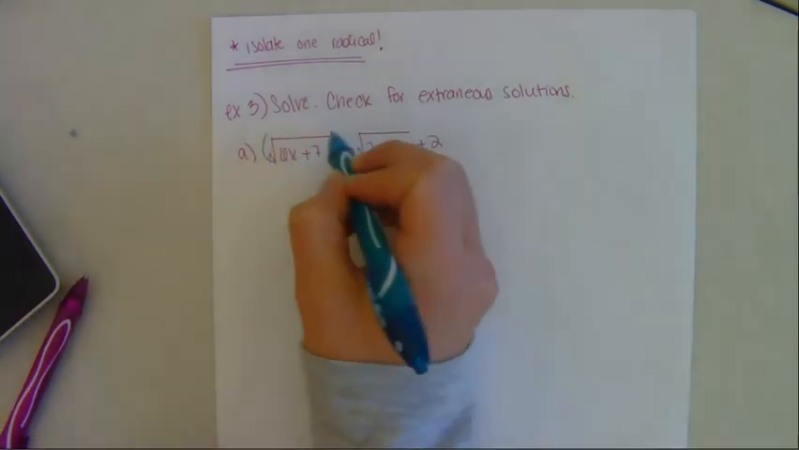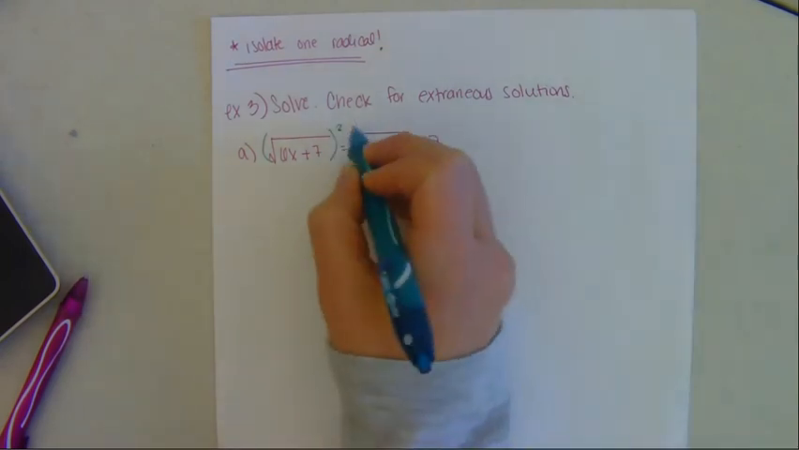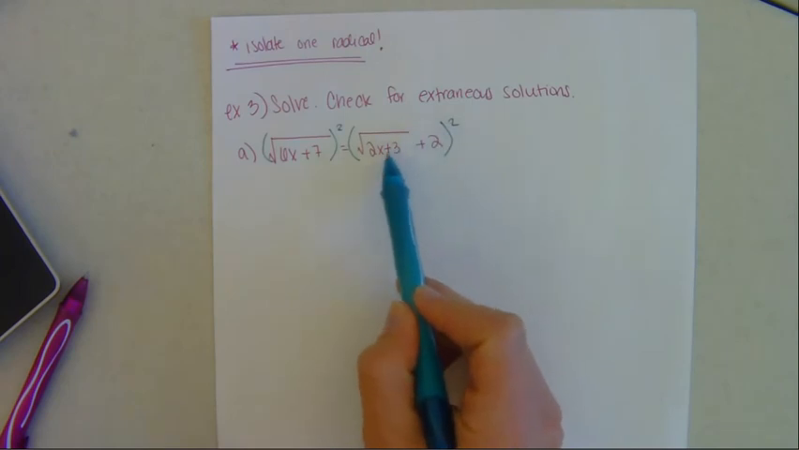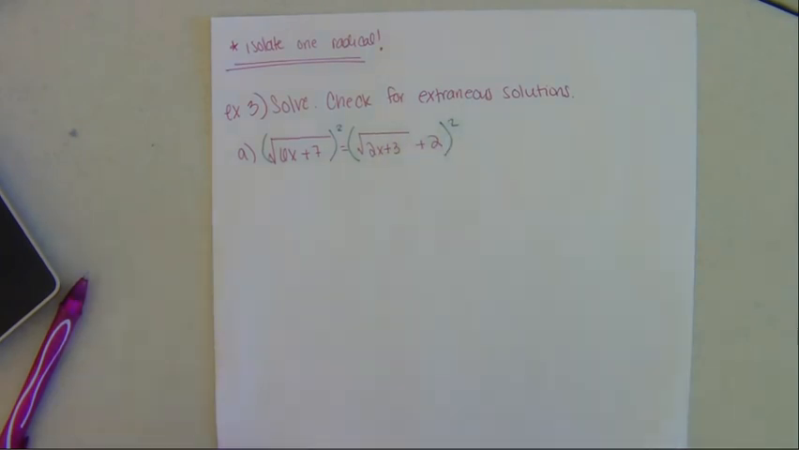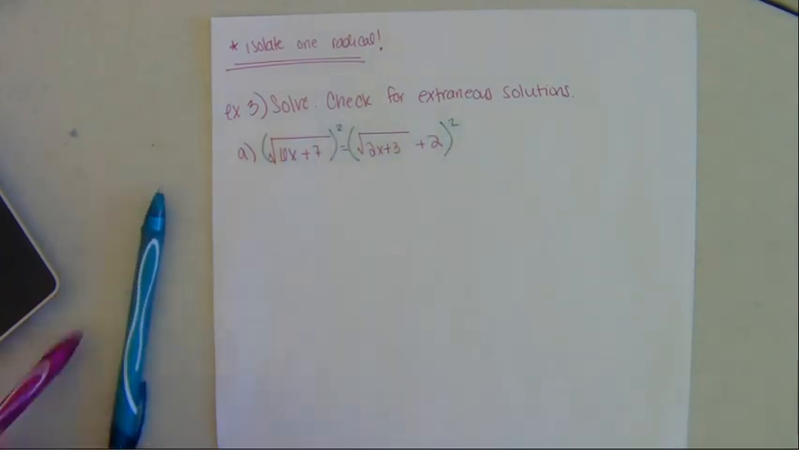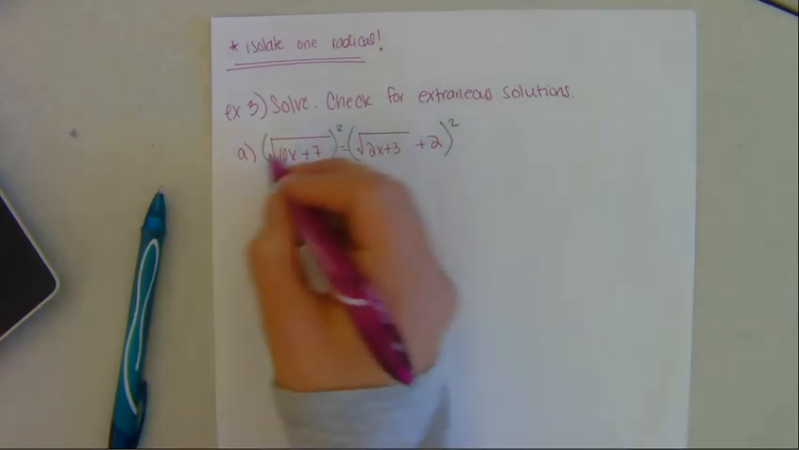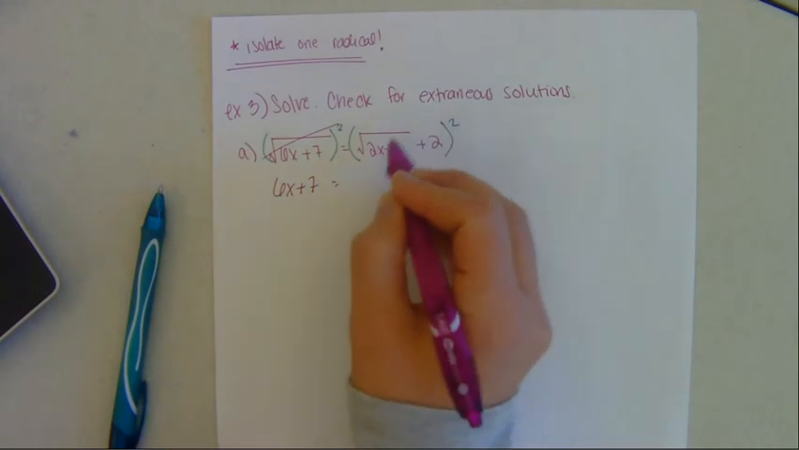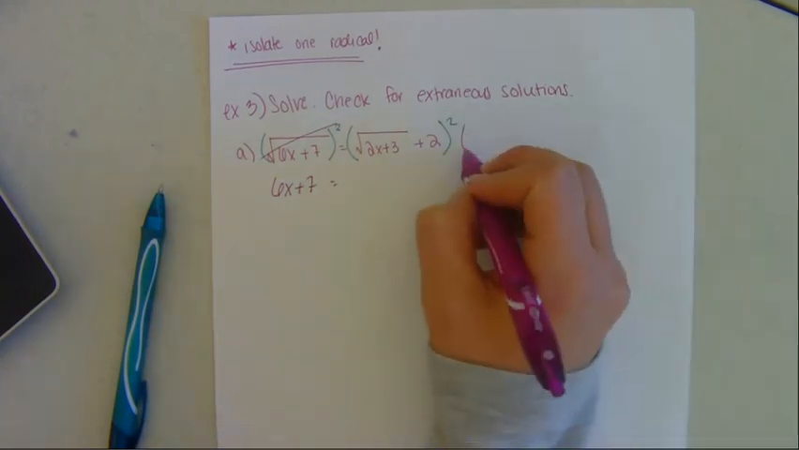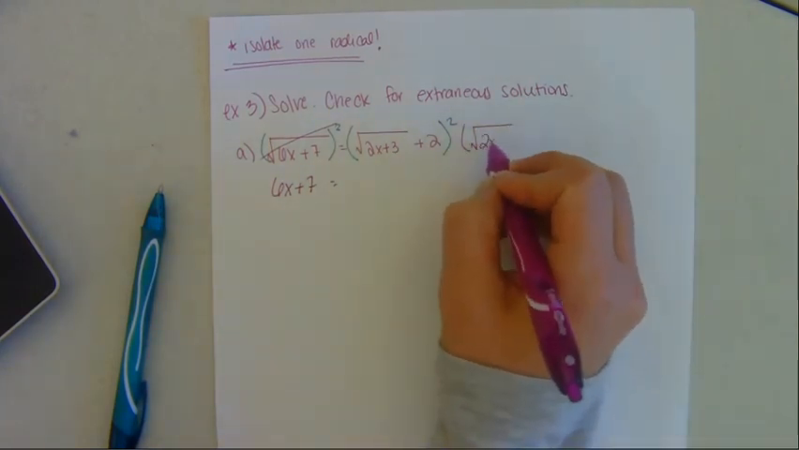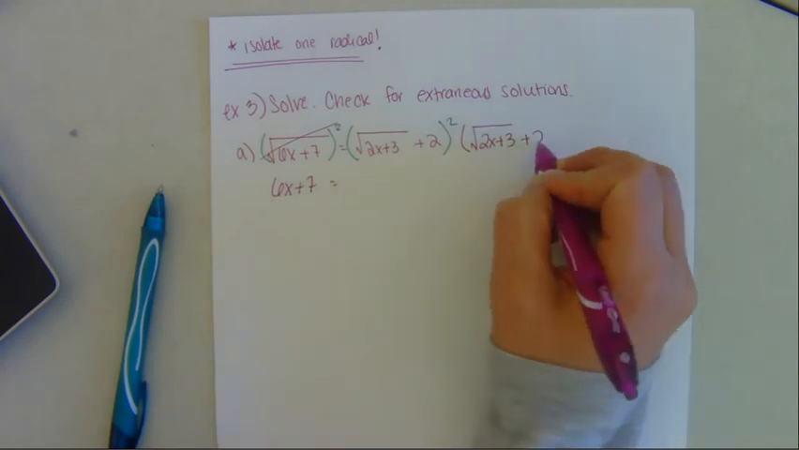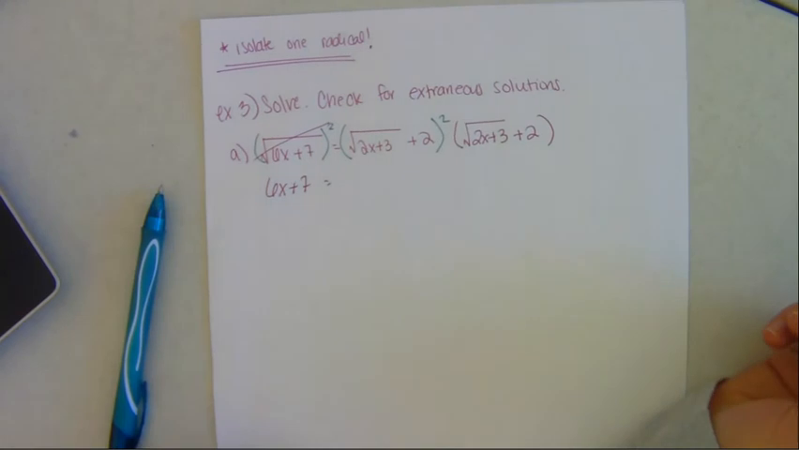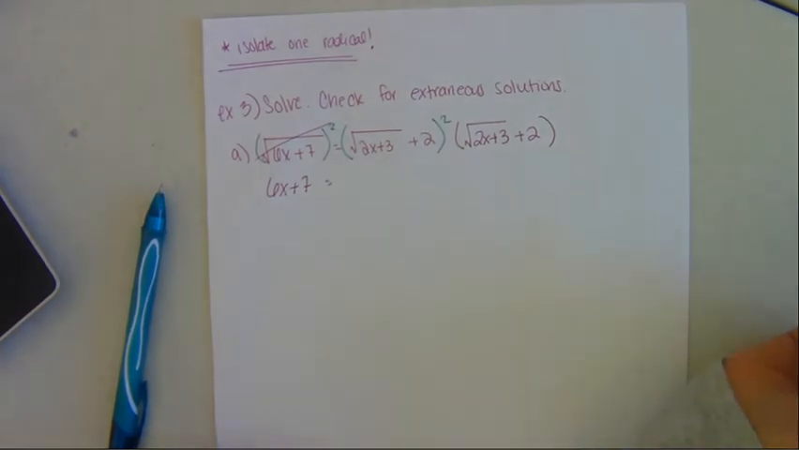So I am going to take this to the second power, which means I have to take this whole side to the second power. And remember, you cannot distribute that exponent over addition. So over here, this is really beautiful. The square root of 6x plus 7 squared, those cancel out, and you're left with just 6x plus 7. But over here, think about what's really happening. What I really have is the square root of 2x plus 3 plus 2, times the same thing. So what do you think we're going to have to do? Yeah, we're going to FOIL this.